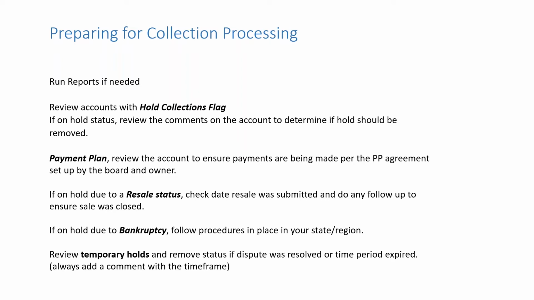And then if it's on hold for anything like a bankruptcy, depending upon where you live, I would follow the procedures in your region based on how you handle bankruptcies. But that way that account has that status on it so that you don't accidentally move forward with trying to do collections on the full amount that's owed. And then reviewing your temporary holds, reviewing the comments to see, hey, we gave them 30 days. They said they were going to be back in town and mail a check. We haven't received it. Boom, kicking them off of that status and moving them forward with collections.